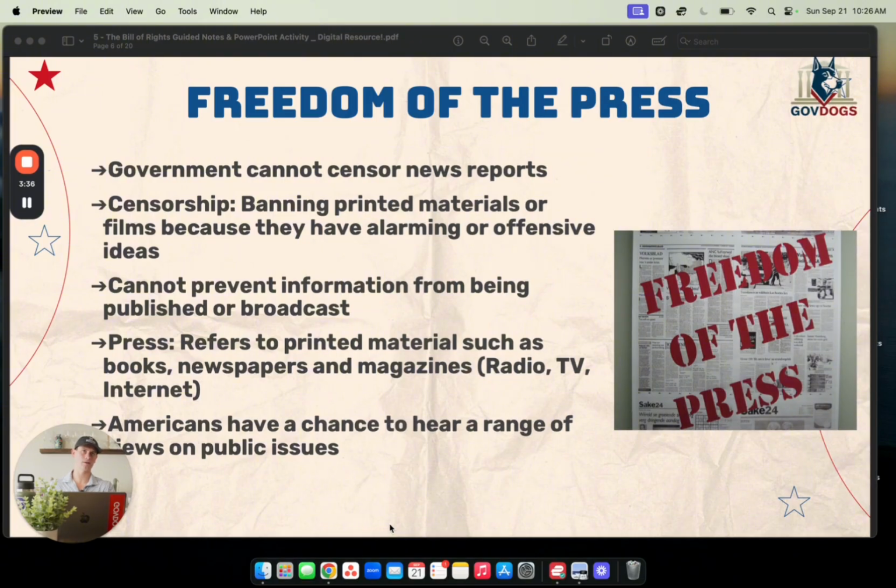Now, you want both sides of the argument in order to make the best decision. This is the intent of the freedom of the press, to make sure that Americans are as informed as possible and can make the best decision based on their experience in their life.